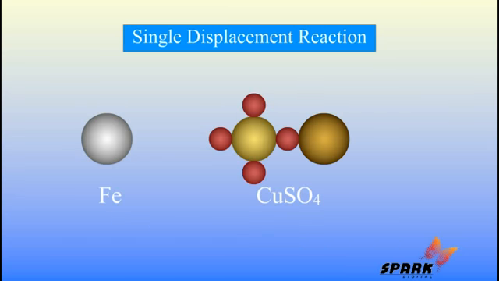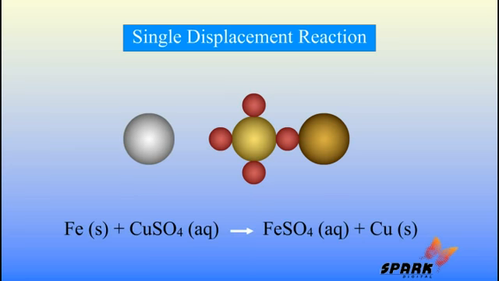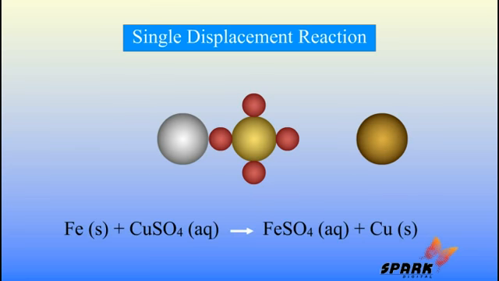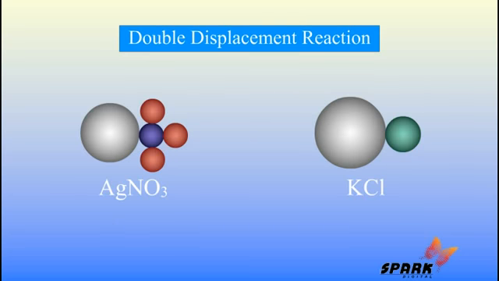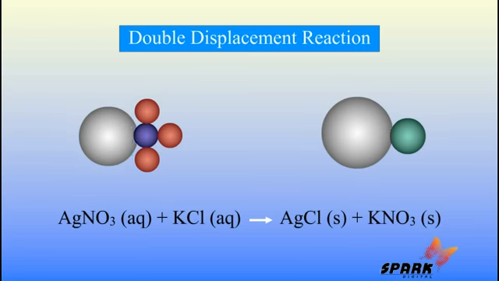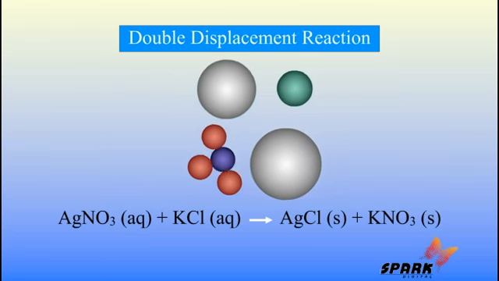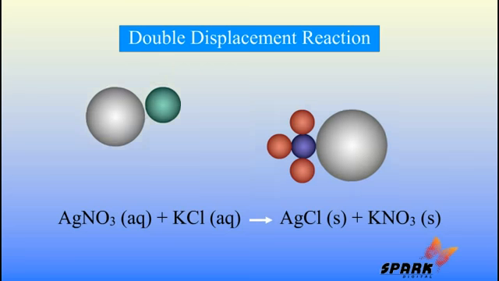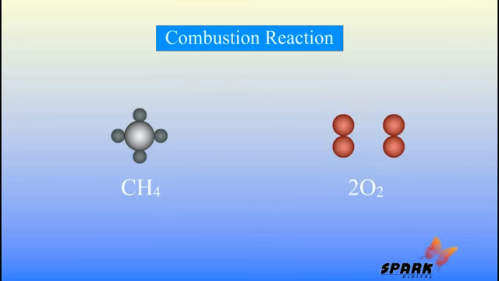In a single displacement reaction, a more reactive metal replaces a less reactive metal. For example, Fe replaces Cu in CuSO4 to form FeSO4. In double displacement reactions, mutual exchange of radicals takes place. For example, silver nitrate reacts with potassium chloride to form potassium nitrate and silver chloride.